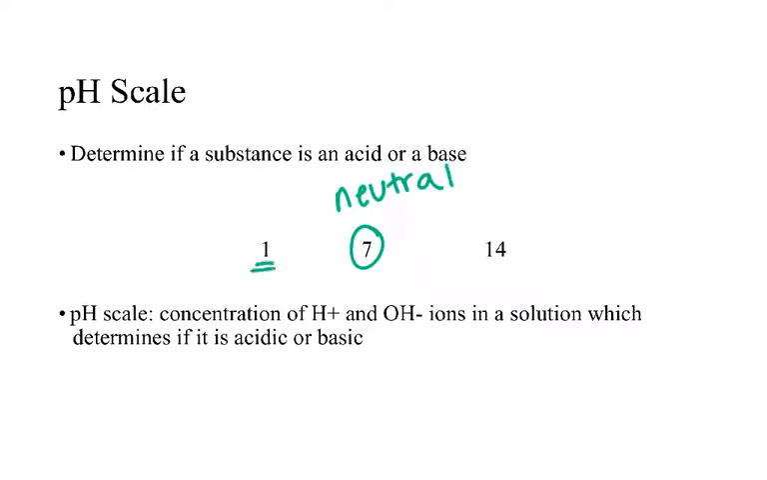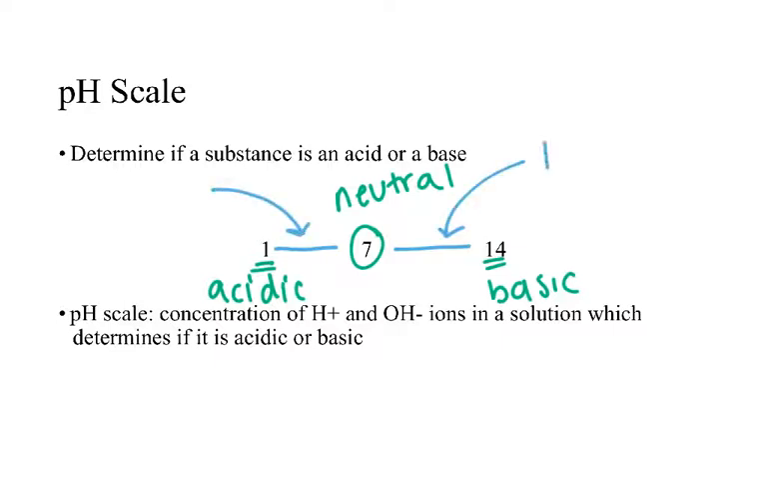1 is going to be your most acidic, and 14 is going to be your most basic. So what that is telling us is that anything that falls in the middle of these two ranges, so in the middle of 1 to 7, and in the middle of 14 and 7, these are going to be your bases, and 1 to 7, these are going to be your acids.